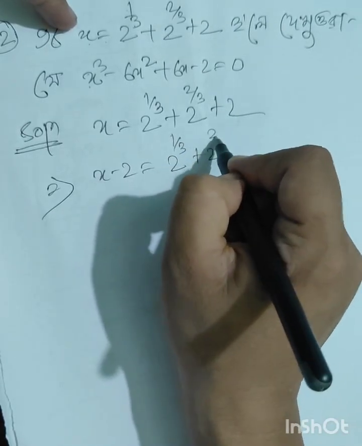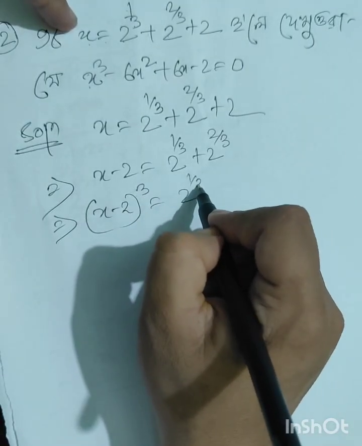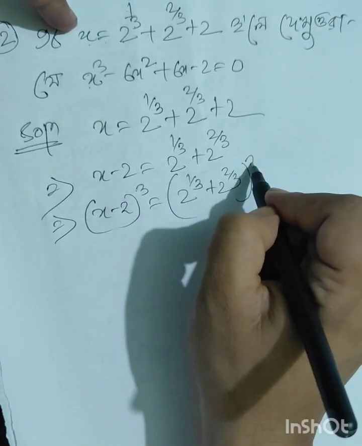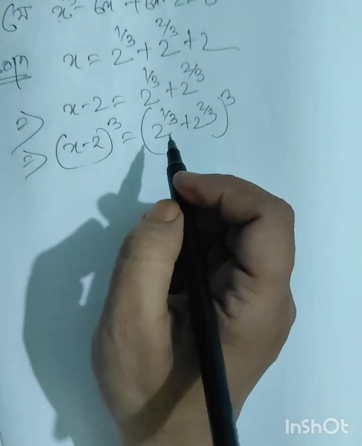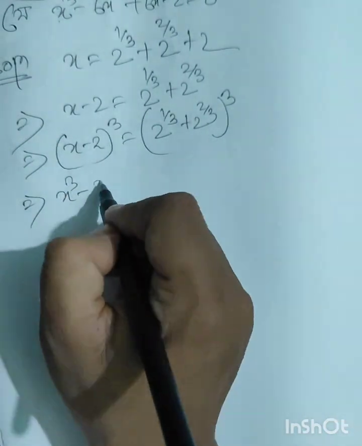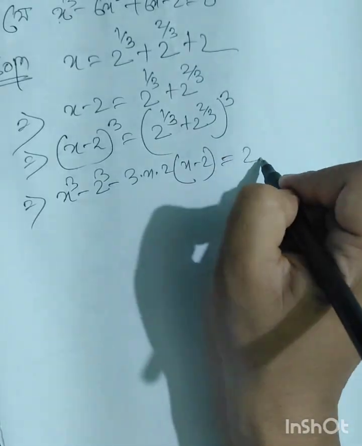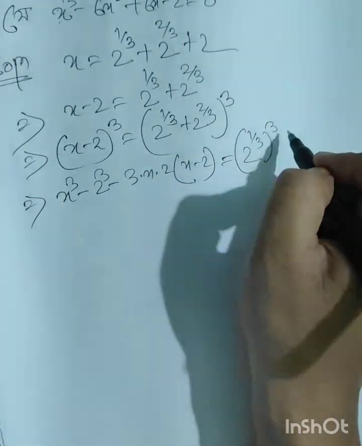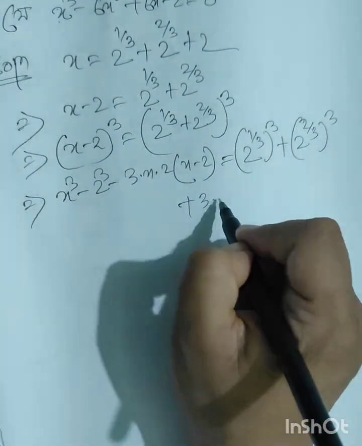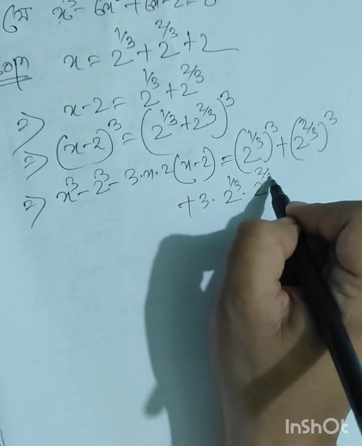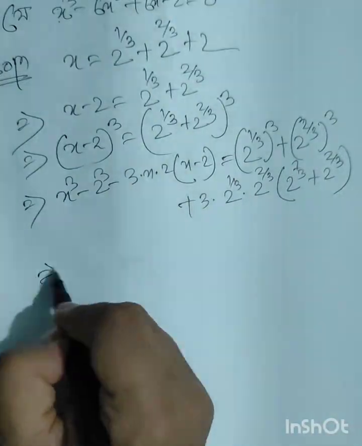এতিয়া both side মই cube লম: x minus 2 whole cube equal to 2 to the power 1 by 3 plus 2 to the power 2 by 3 whole cube. এতিয়া এটা ফর্মুলা আছে a plus b whole cube. ইয়াৰ পৰা আমি লিখিব পাৰো যে x cube minus 2 cube minus 3 into x into 2 into x minus 2, ইয়াকো same, 2 to the power 1 by 3 power cube plus 2 to the power 2 by 3 power cube plus 3 into 2 to the power 1 by 3 into 2 to the power 2 by 3 into 2 to the power 1 by 3 plus 2 to the power 2 by 3.